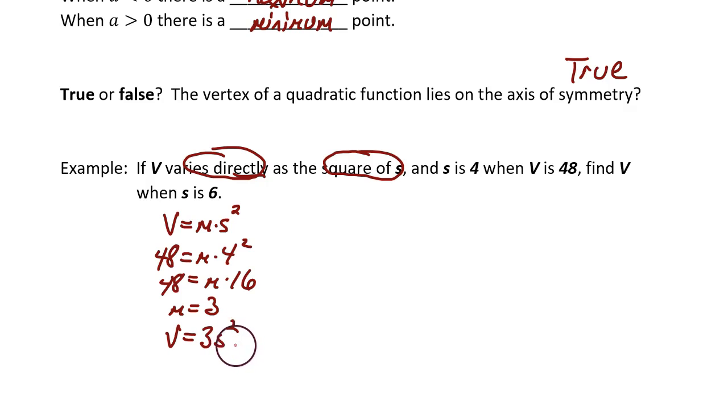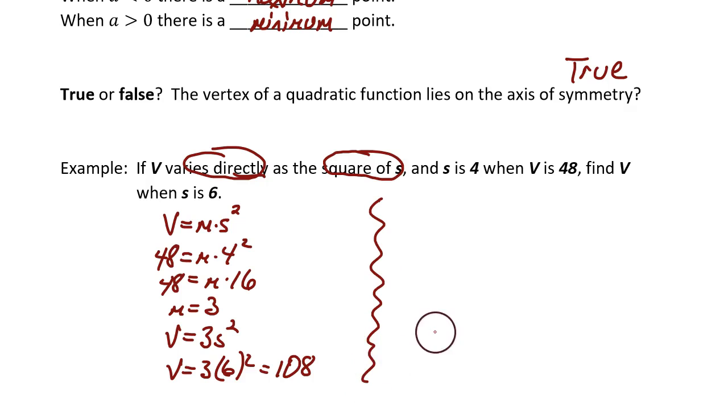Now we're asked to find v when s is 6. So replace the s with 6 and evaluate. 6 squared is 36, and 3 times 36 is 108. So that's one way to figure out a direct variation situation.